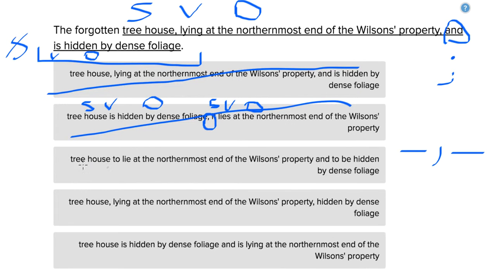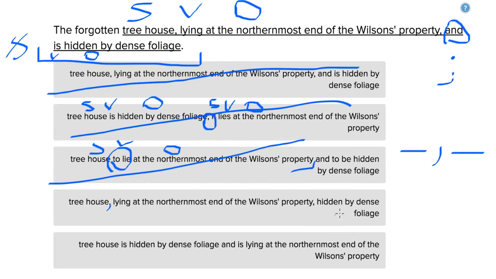Answer choice C here says, treehouse to lie at the northernmost end of the Wilson's property, and. So this part of the sentence here would have to be a full sentence, except "to lie" isn't acting as a verb. Verbs in the infinitive aren't conjugated, and they don't count as a V in the SVO requirement. So you have an S, an O, and where you would have had a verb, you have an infinitive. So that's not okay. Answer choice D here, the forgotten treehouse lying at the northernmost end of the Wilson's property, hidden by dense foliage. This would be okay.